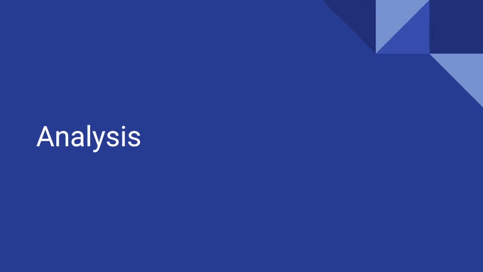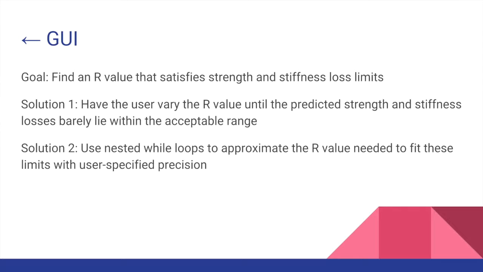So now for analysis, this is where we get into the GUI that we made. So the goal that we said for our GUI was to find an R value that satisfies the strength and stiffness loss limits. So our first solution was to have the user vary the R value until the predicted strength and stiffness losses would barely lie within the acceptable range.